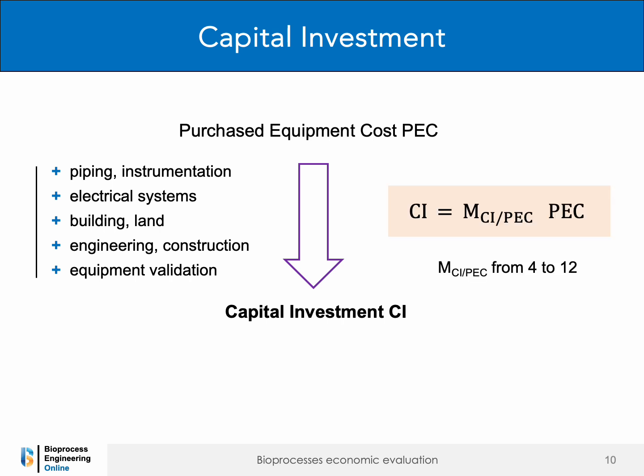Capital investment is typically determined by multiplying the purchased equipment cost by a multiplier MCI over PEC. This multiplier generally falls within the range of 4 to 6 for the production of chemical or biochemical products. However, for biopharmaceuticals, it is significantly higher, typically ranging from 8 to 12. Capital investment costs for bioprocesses can reach tens to hundreds of millions of dollars.